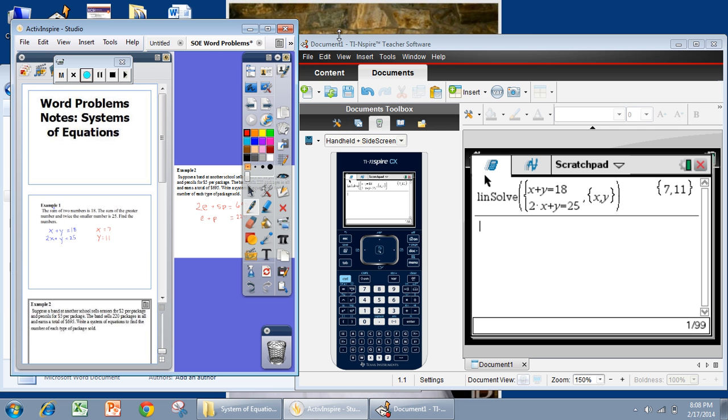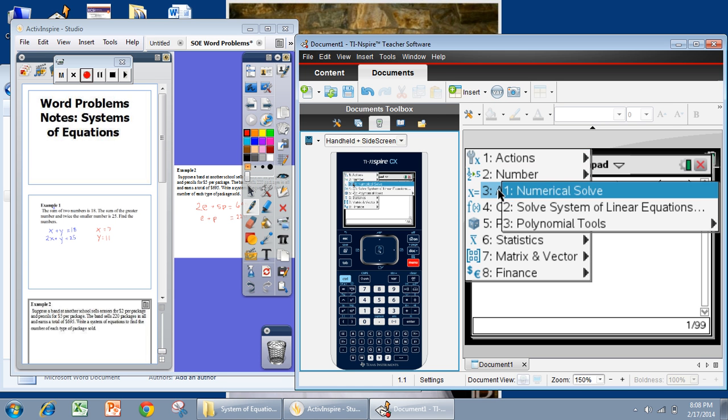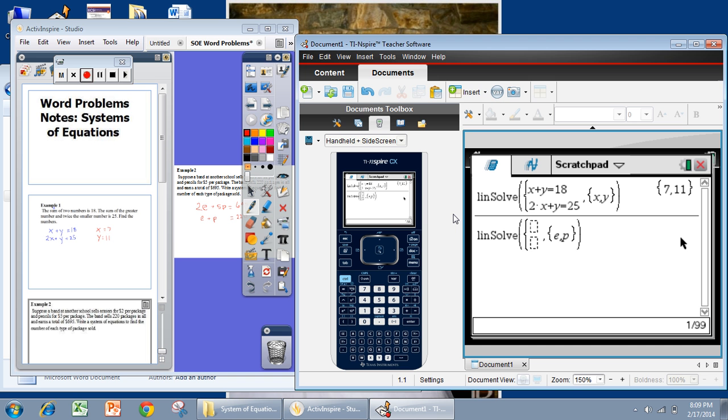Alright, so let's go ahead and go to our equation. So when you go to the restaurant, you look at the menu, and what class are we in? Algebra. Number 2, we have 2 equations, and this time let's change this to E and P for erasers and pencils. Make sure you put a comma in between them. Hit OK. Type that bad boy in. We have 2E plus 5P equals your $695. And then E plus P equals 220 packages sold.